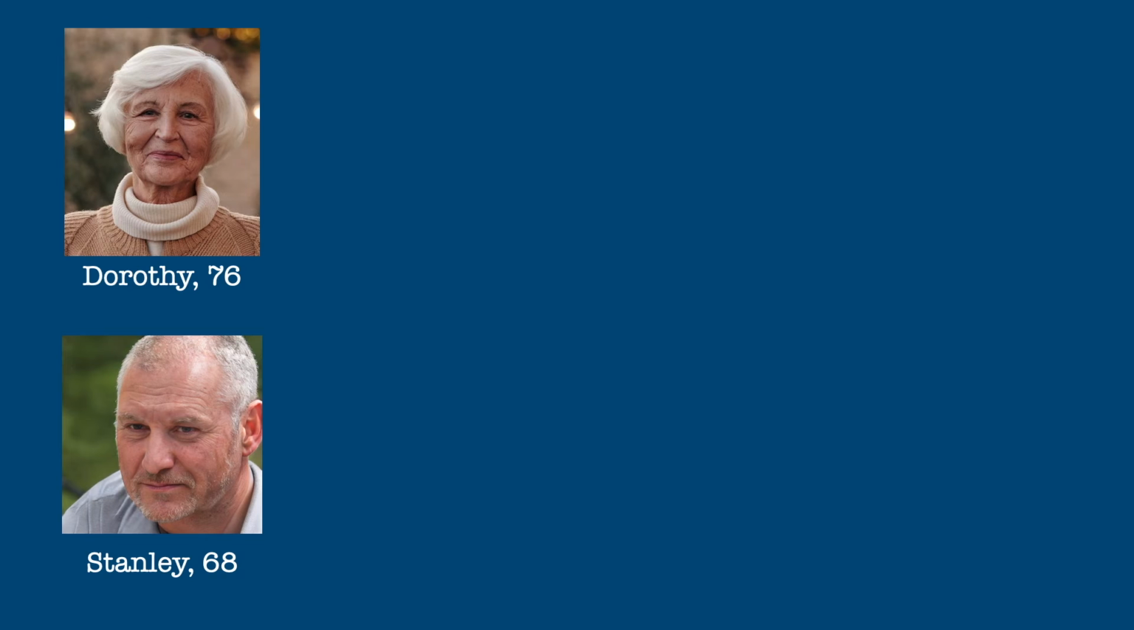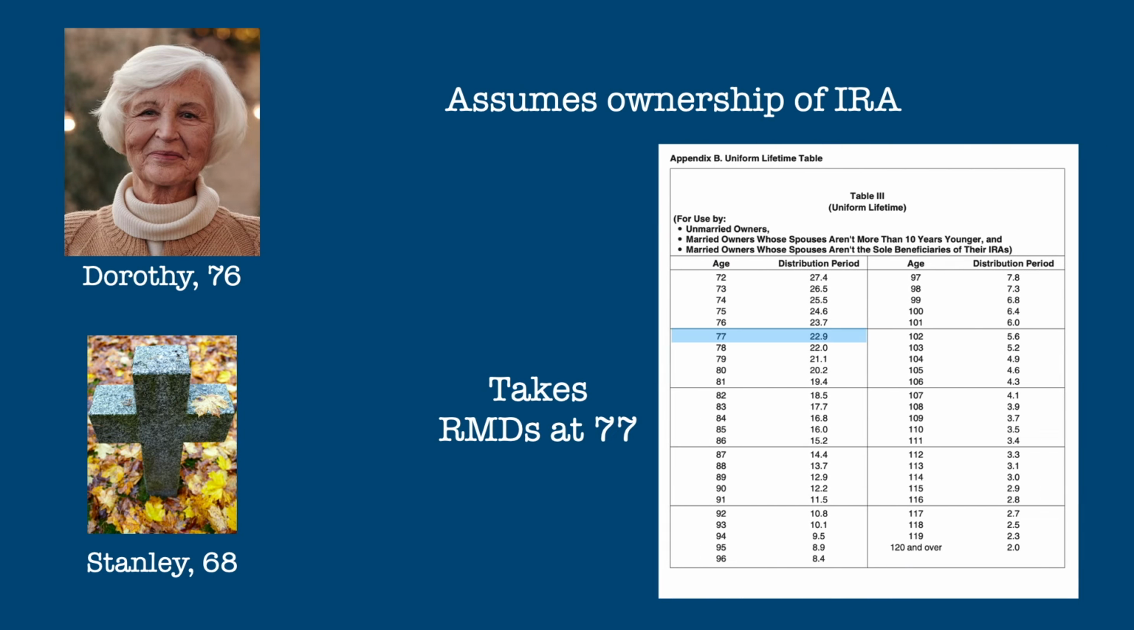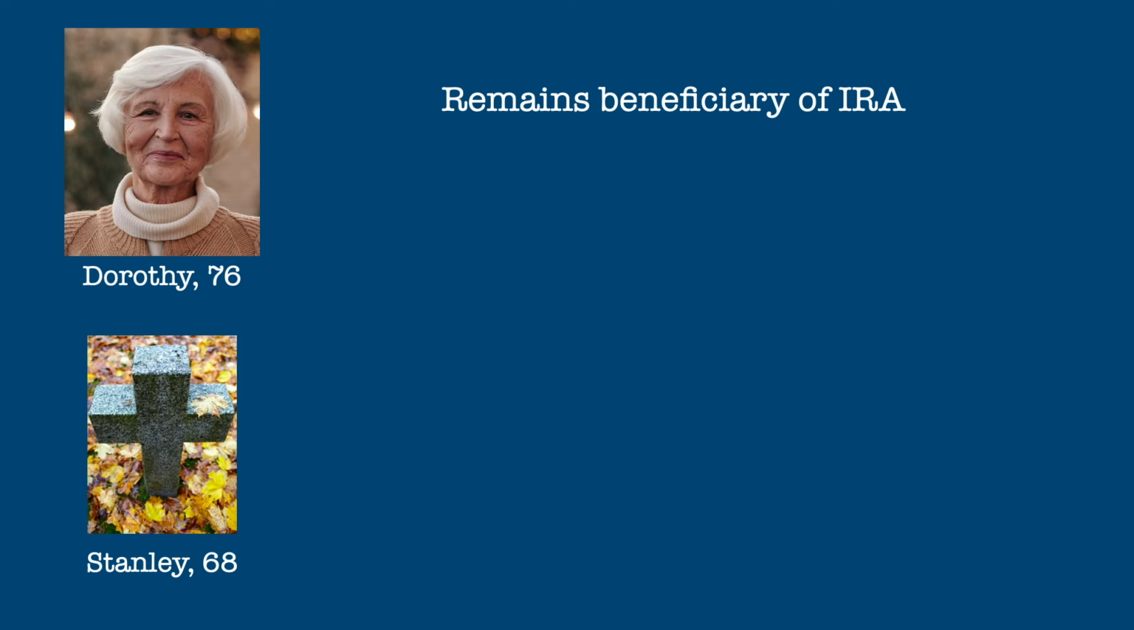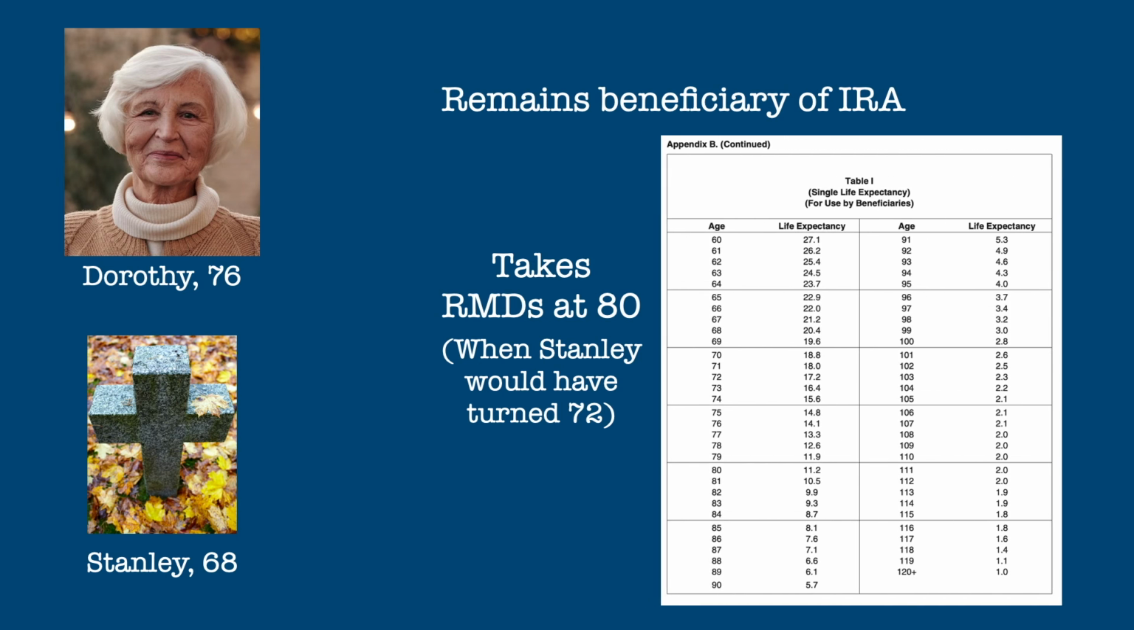And finally, let's look at Dorothy and Stanley. Dorothy was 76 when Stanley passed away at the age of 68. If Dorothy assumes ownership of Stanley's IRA, she would have to start taking RMDs in the year after Stanley's death. The RMDs would be based on Table 3, using her own life expectancy. If Dorothy remained a beneficiary of the IRA, she could actually delay the RMDs until Stanley would have reached age 72 and base them on her own age using Table 1.